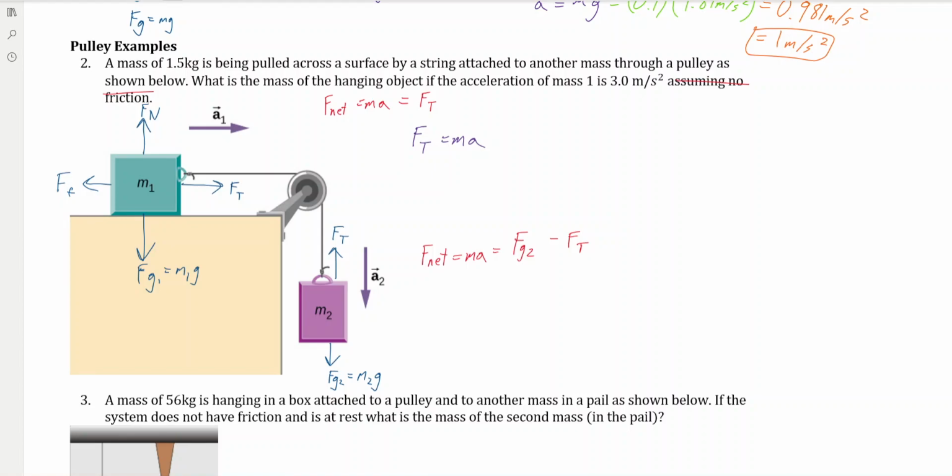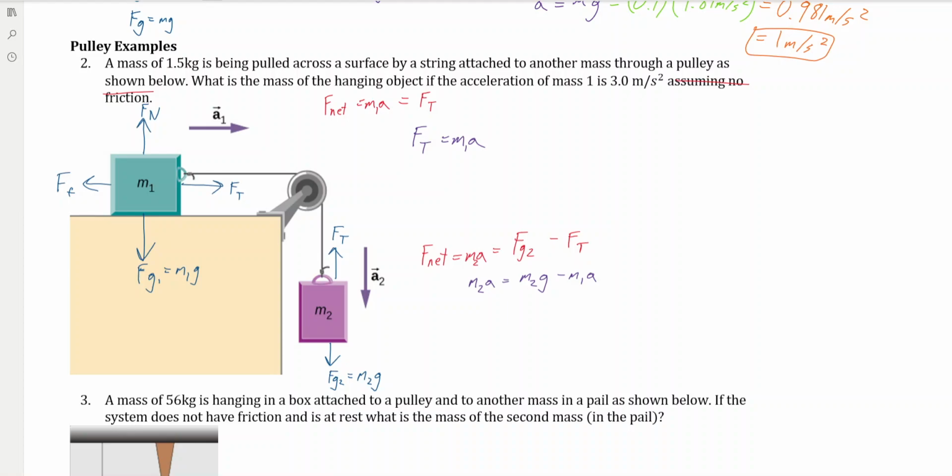So actually, let's write this out slightly differently. This is m1a, because we're looking at the first mass. So that means that Ft over here is also m1a, whereas this one is m2a. So m2a equals m2g minus m1a. So what I've done here is I've just replaced Fg2 and Ft.